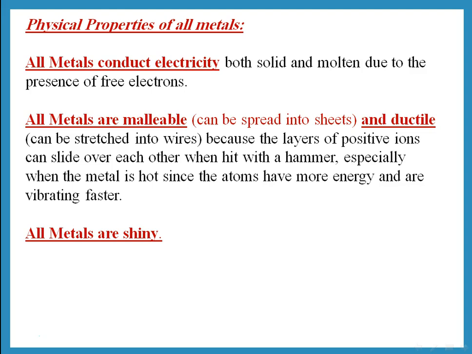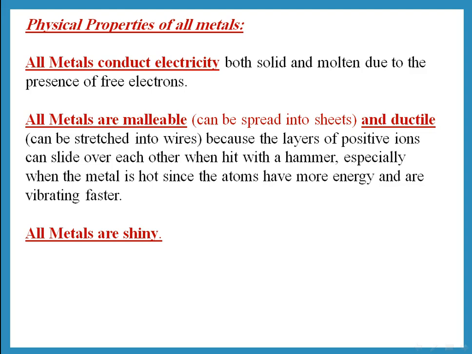Okay, if we talk about physical properties of all metals, you should remember that all metals conduct electricity, all metals are malleable and ductile, all metals are shiny. Remember that all metals conduct electricity as a solid and molten. And they are the only ones that conduct electricity when solid, except for graphite, which conducts electricity and it's a non-metal. Metals conduct electricity due to the presence of what? Of free electrons, not ions, electrons.